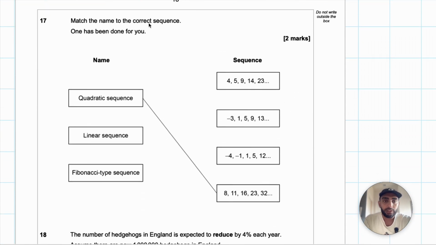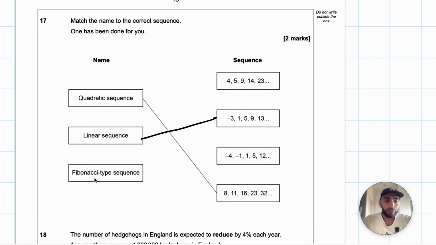Question 17. Match the name to the correct sequence. Quadratic sequence has already been done, so that's the second difference will always be the same. Linear sequence just means each term will go up by the same amount every single time. So this one is not going up by the same amount. This one is, that's 4, that's 4, that's 4, that's 4. So that would be linear.